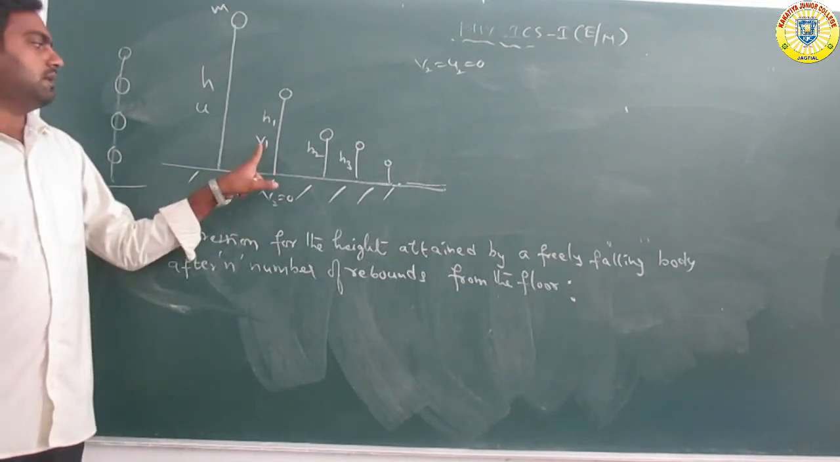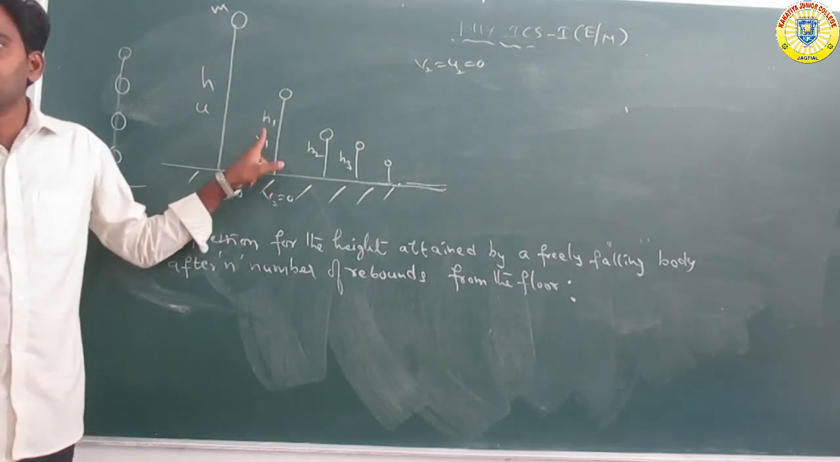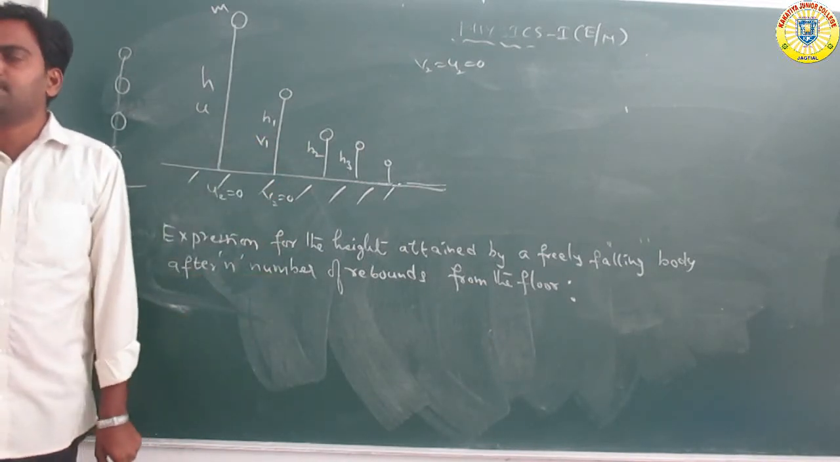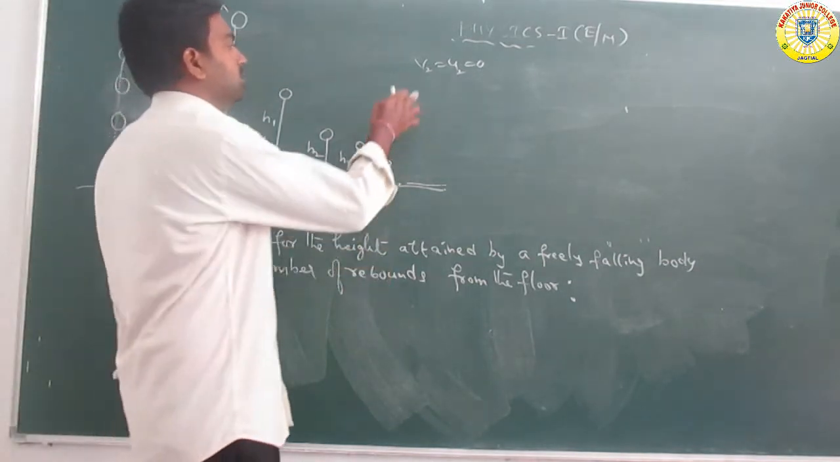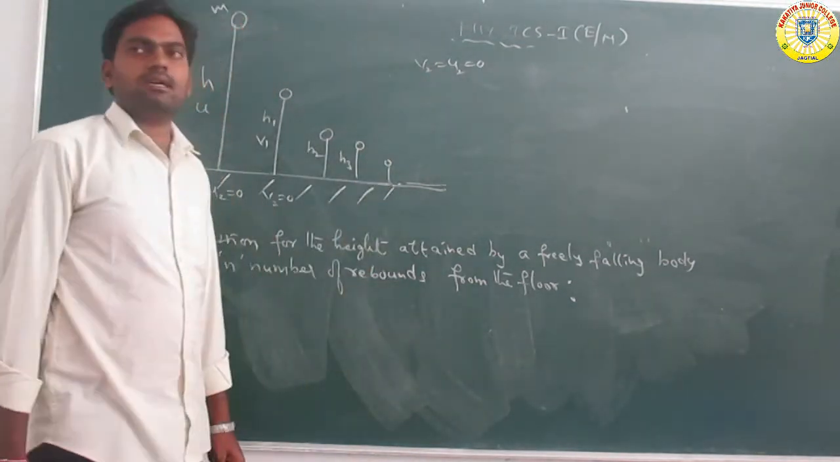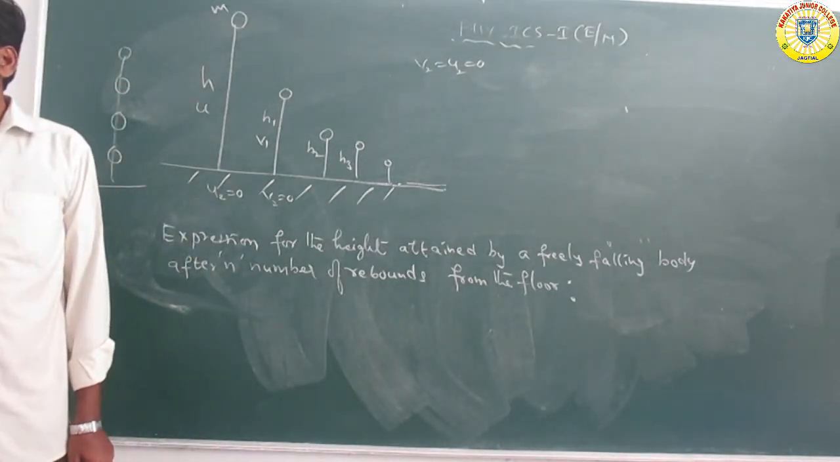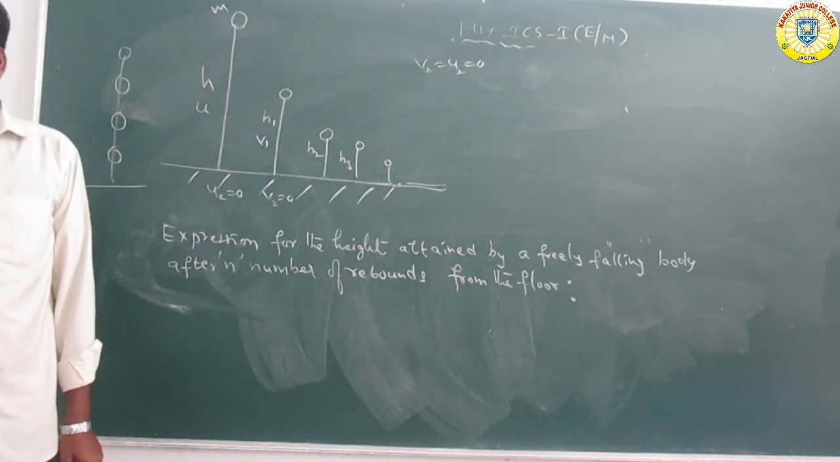So here v1 is the velocity after the first rebound, and h1 is the height reached after the first rebound. First of all, the condition here is assuming the floor is at rest before and after collisions.